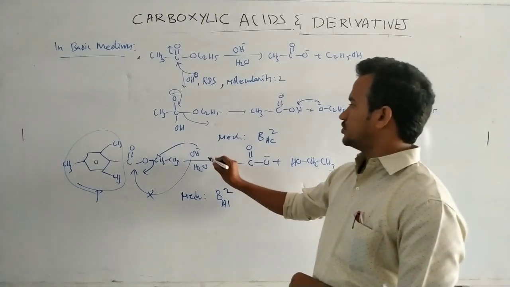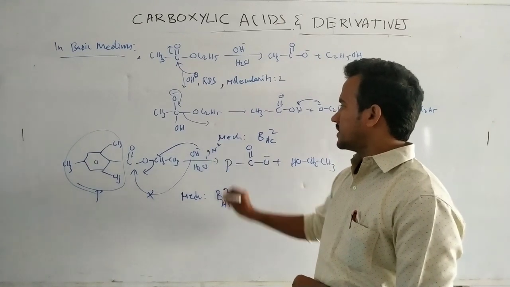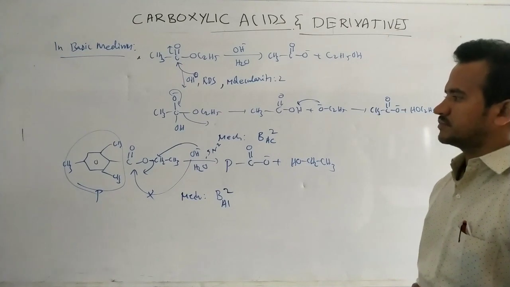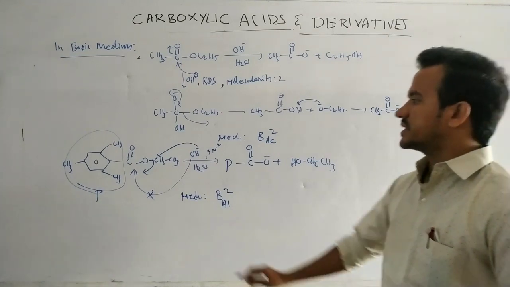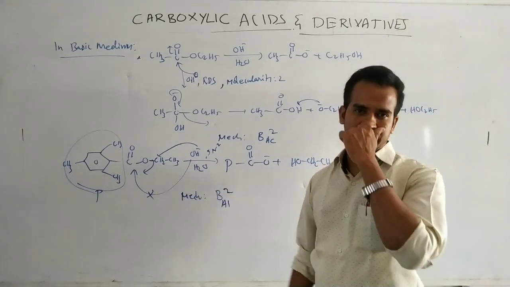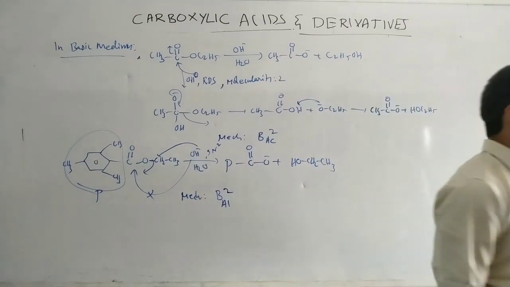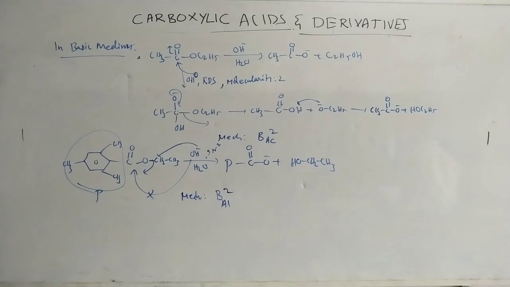That means it is an SN2 type attack. If it is a chiral carbon, inversion takes place because of attack from the back side. Okay, write down this one.